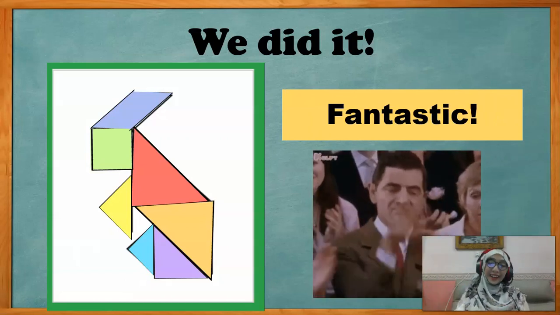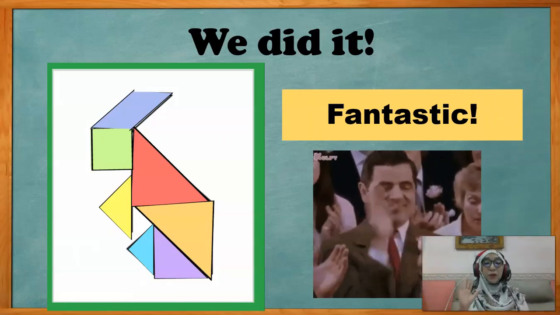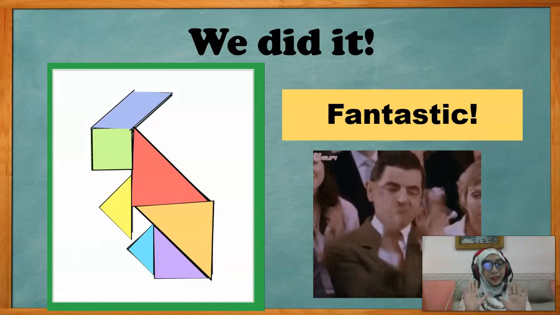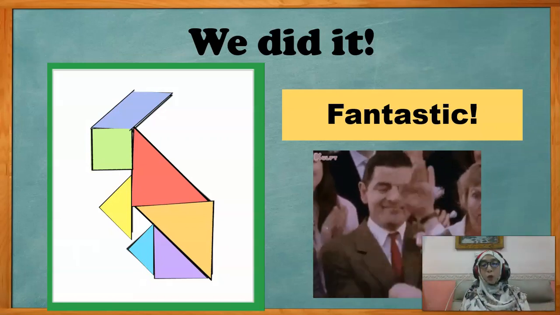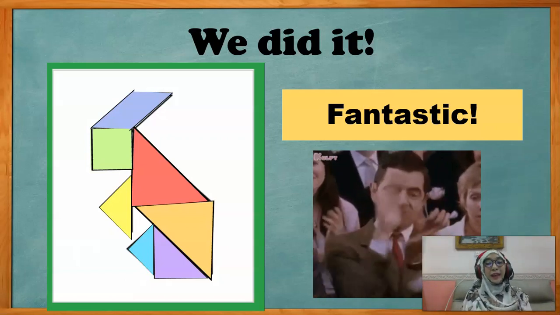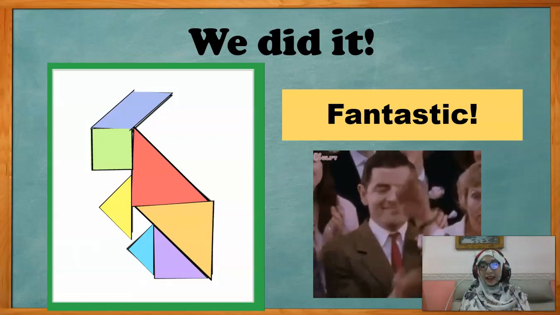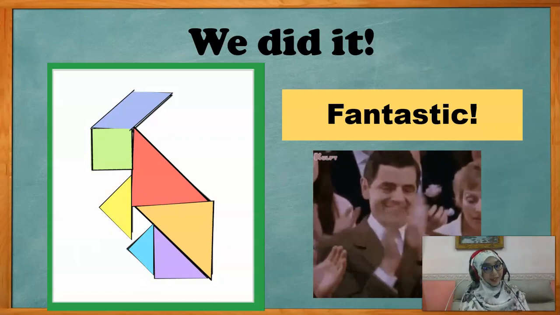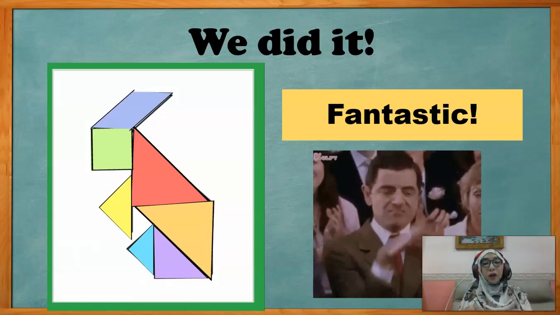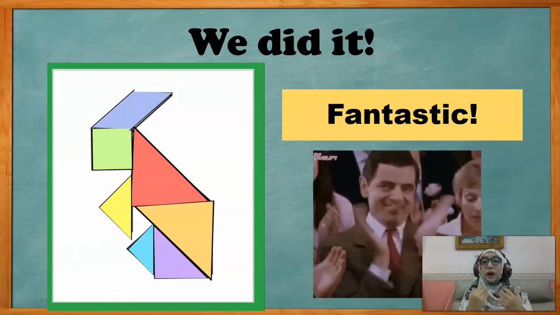So that is how you play the Chinese Tangram. You have to use all 7 pieces of the puzzle to make a shape. It doesn't matter what shape it is. It could be an animal like a rabbit, a cat. It could be an object. You can make a rocket or a car or a boat. You can make a house. Just make sure that you use all 7 pieces of the puzzle to make the shape.